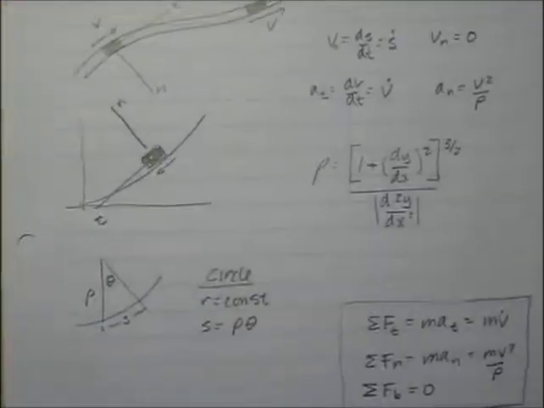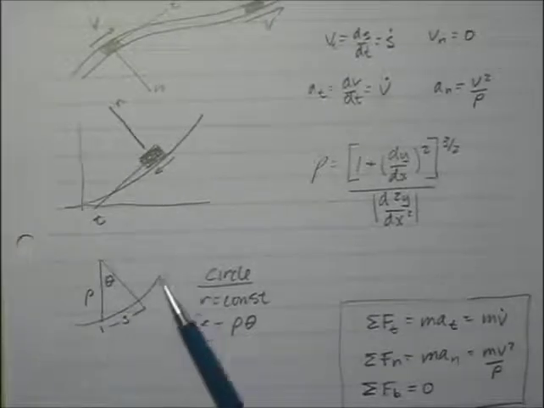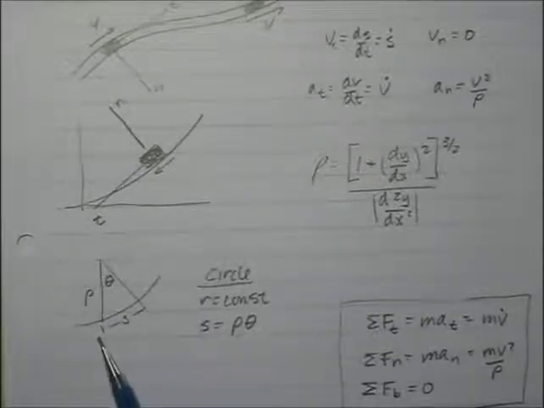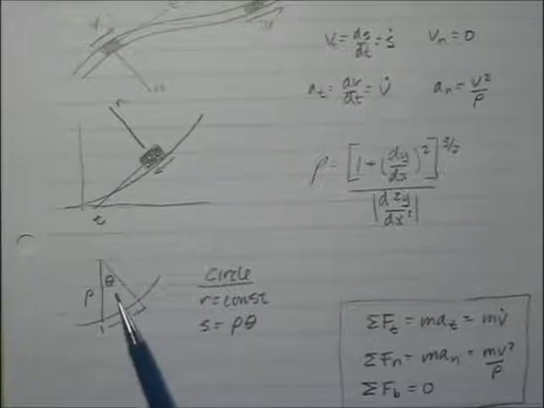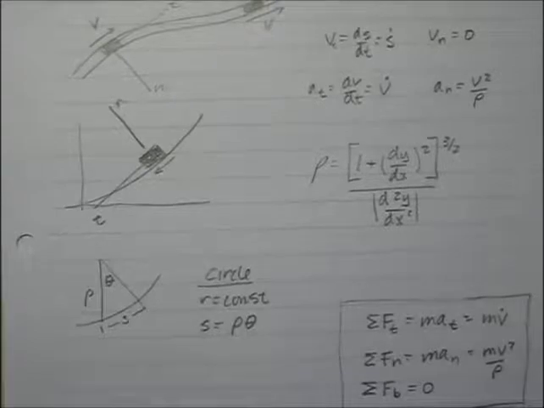And also something we did before is that if the path happens to be a circular path, then the distance it travels is rho theta, where theta is in radians. If it's a circular path, then of course rho is a constant.